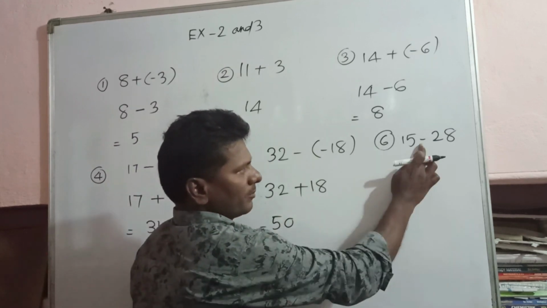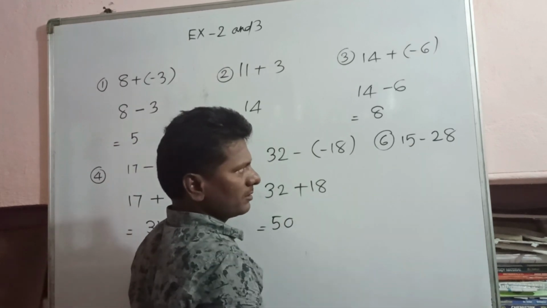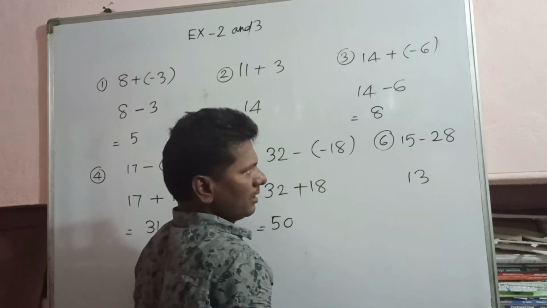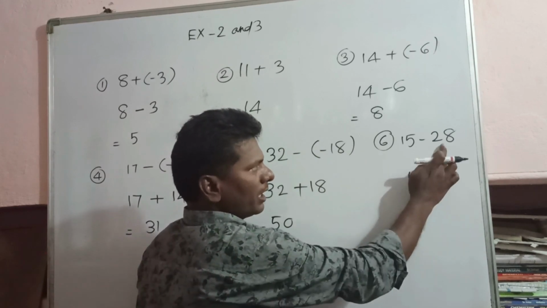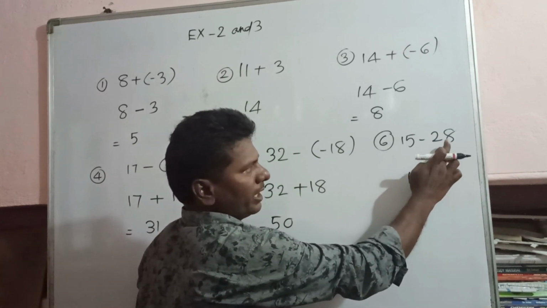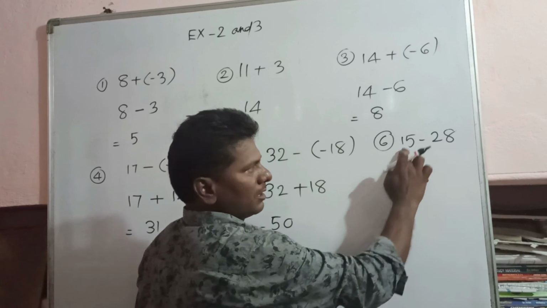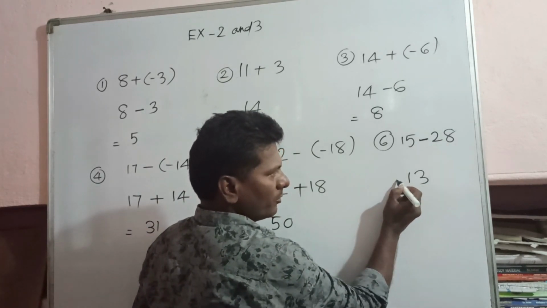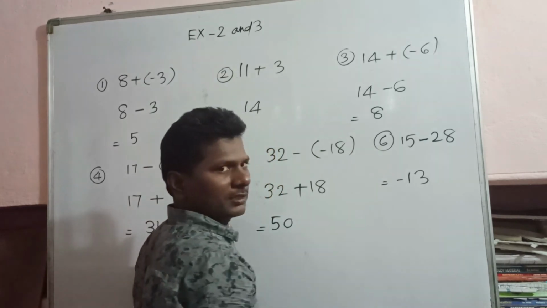Now, here is minus, so we have to subtract. 28 minus 15, that is 13. Here, 28 is the larger number, 28 is larger than 15. 28 has the minus symbol, so we have to put the minus symbol. So the answer is minus 13.